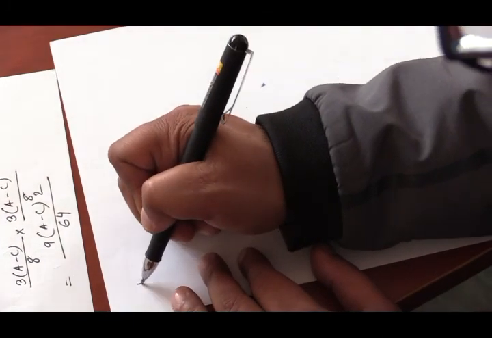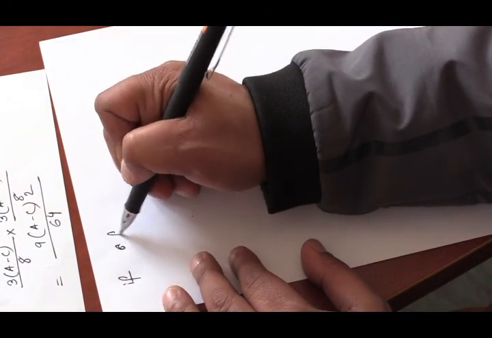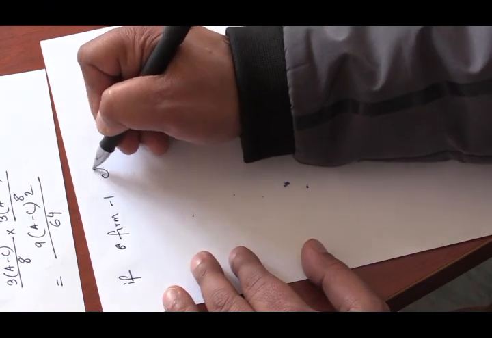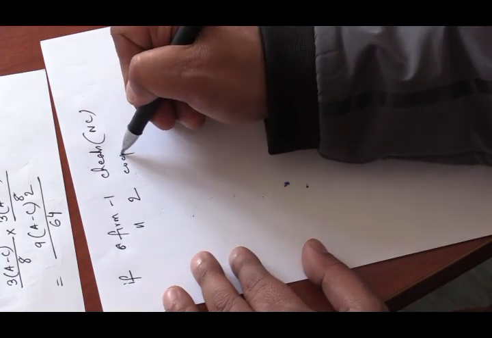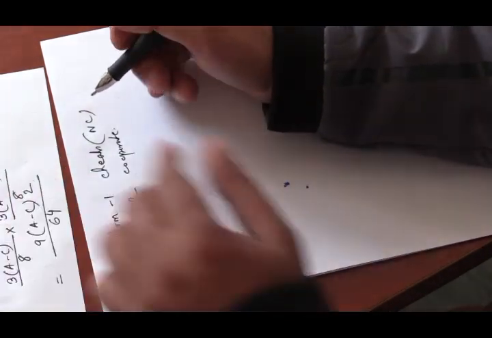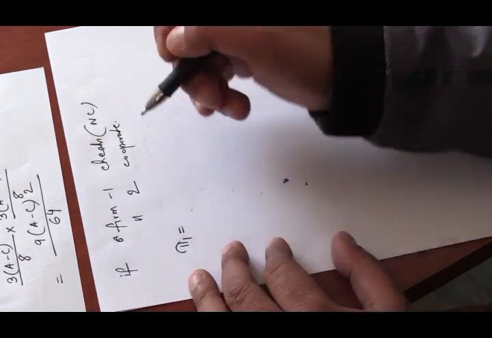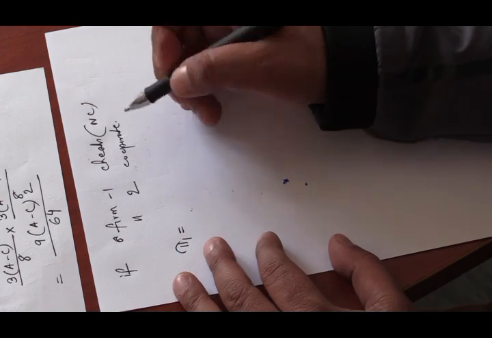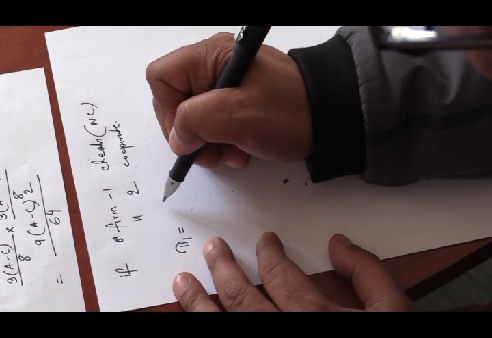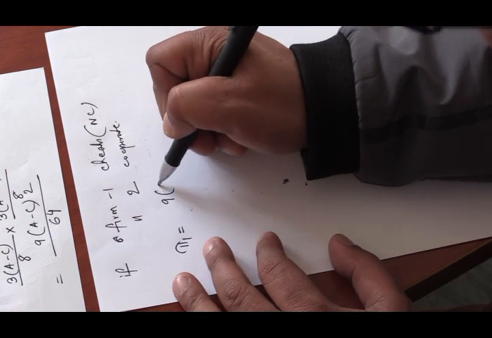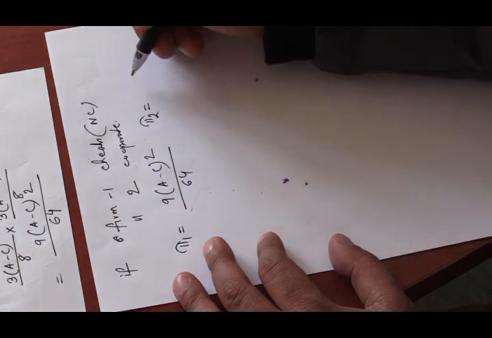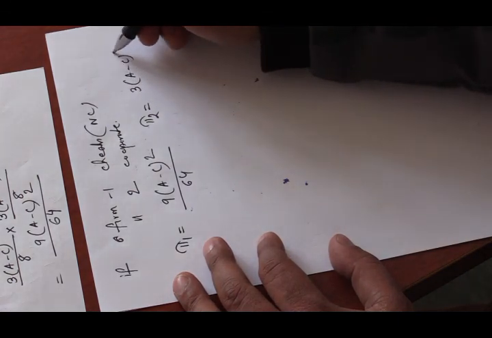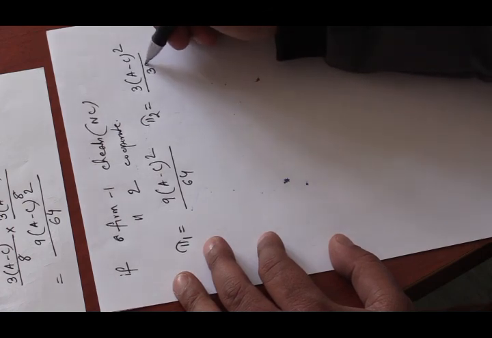So, the next possibility is if farm 1 cheats, that means does not cooperate, and farm 2 cooperates, the thing will be just reverse. So pi 1 will be equal to 9 into (a minus c) whole square by 64, and pi 2 will be equal to 3 into (a minus c) whole square by 32.